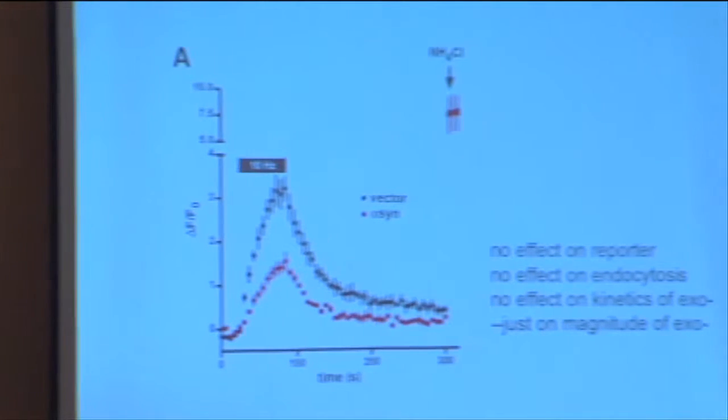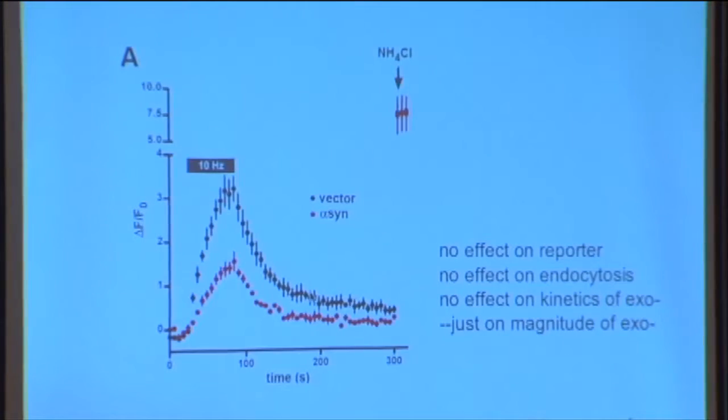What I showed you before is what activity does to synuclein. Now what we're asking is, what does synuclein do to the activity of our nerve cells? And basically what this shows is here in black is when we stimulate at 10 hertz, that's stimulating 10 times per second for a minute. And what you see is the increase in fluorescence is the release of neurotransmitter. The decrease in fluorescence here is when those vesicles come back in. So we can monitor both of those.